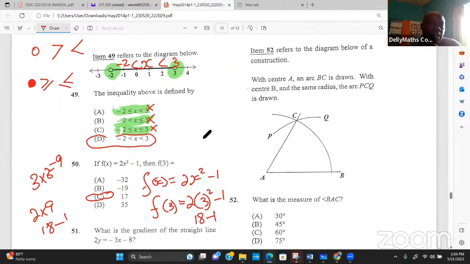All right. This one is a construction question, right? It refers to the diagram, arc with center A, arc with center B. This question has been coming up; I've seen it so many times while doing math. So this is the construction of a 60 degrees. This is what it looks like. Take a look at it.